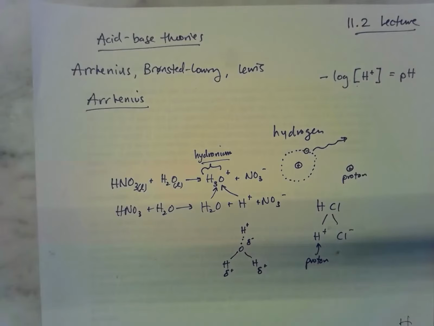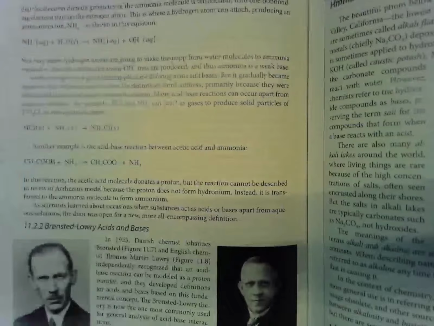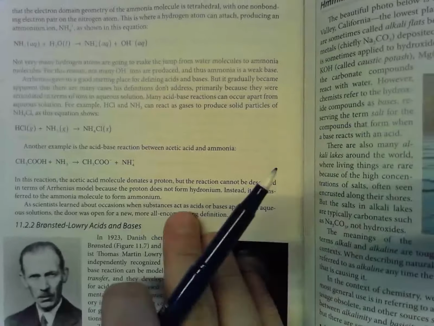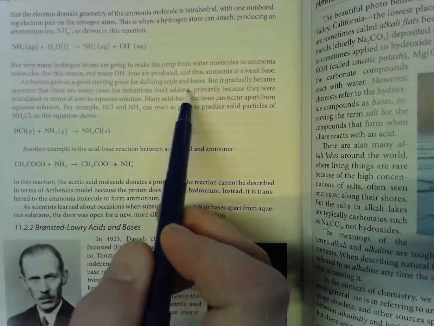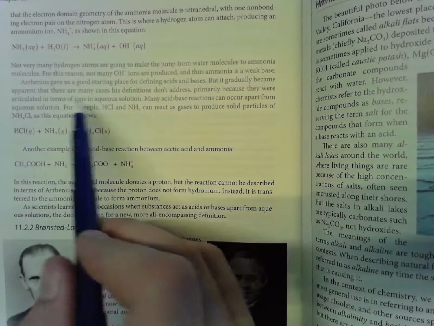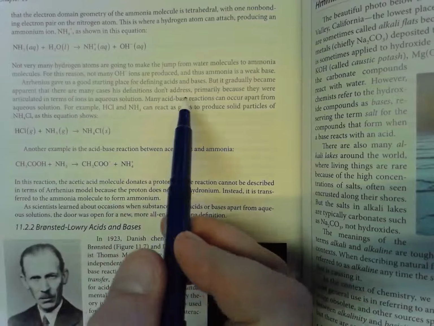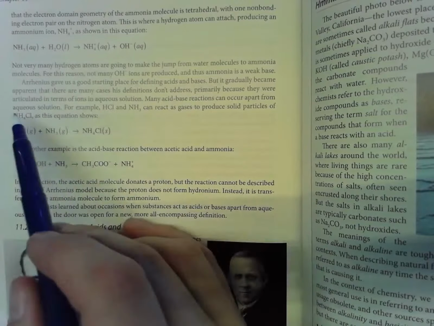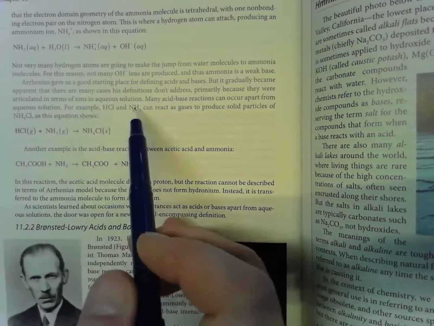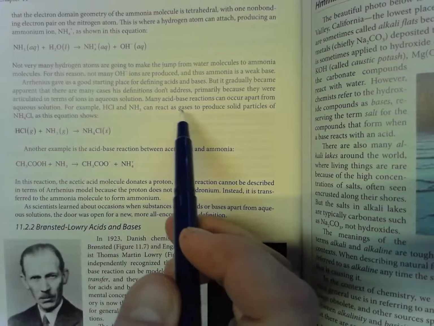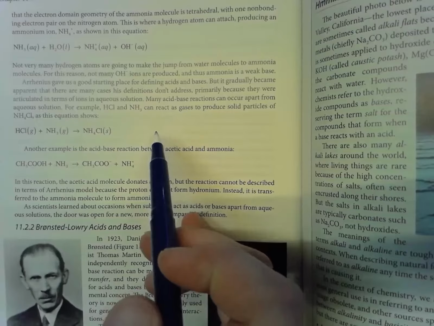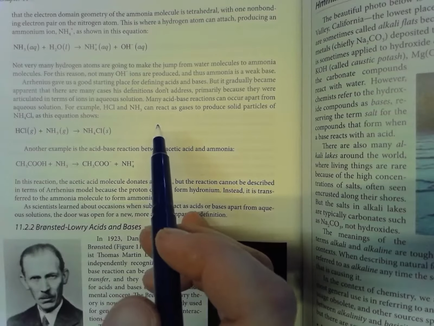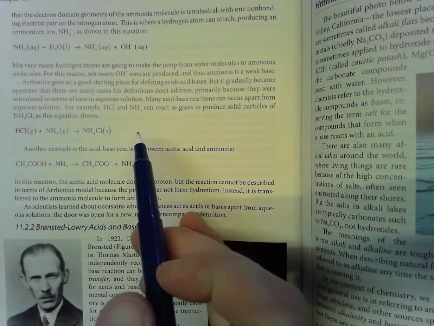Okay, so why do we have more than one definition? Well, let's look right here. Arrhenius gave us a good starting place for defining acids and bases, but it gradually became apparent that there are many cases his definitions don't address, primarily because they were articulated in terms of ions in aqueous solution. Many acid-base reactions can occur apart from aqueous solutions, which specifically means water, right? So you might be doing something in another type of solution that didn't involve water.